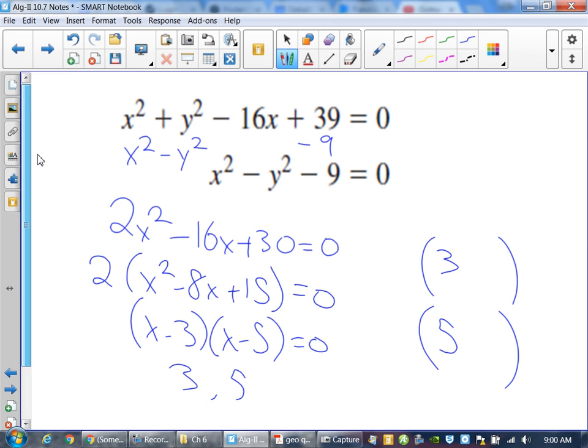Does it matter which one I use? No, it's just that one of these might be more of a pain than the other. Let's see here. Let's do this. X squared minus 9 is going to be y squared. You okay with that?